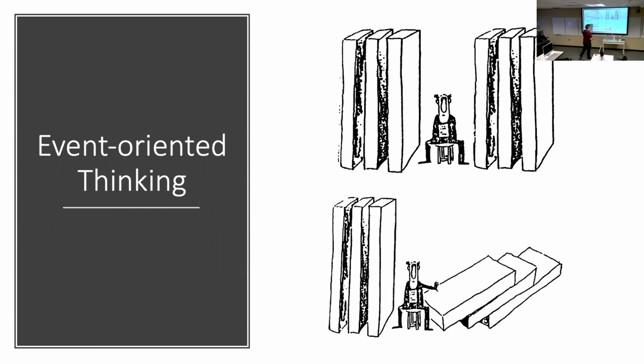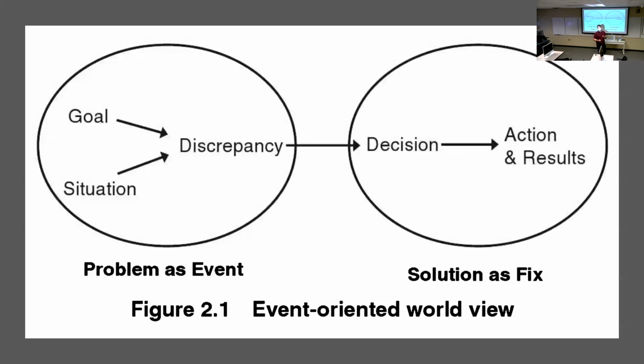Event-oriented thinking is the traditional way that I think people want to solve problems. The idea is we've got a goal and a current situation. We compare the situation to the goal, we get some discrepancy, and we react with a decision, and we hopefully get an action and results, which is a fix that brings the situation closer to our goal. Being reactive involves feedback.